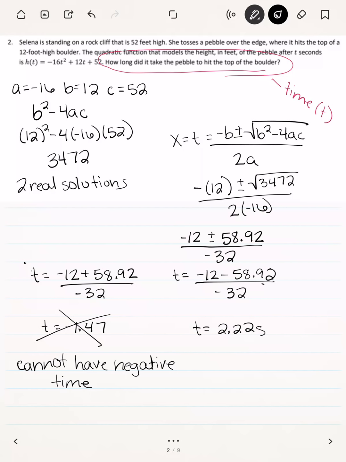So 2.2 seconds. Make sure we label it. And this is my answer. So again, we ignore the negative one because we don't have negative time. So it took us 2.22 seconds to throw a rock and hit the boulder. Moving on to question number 3.